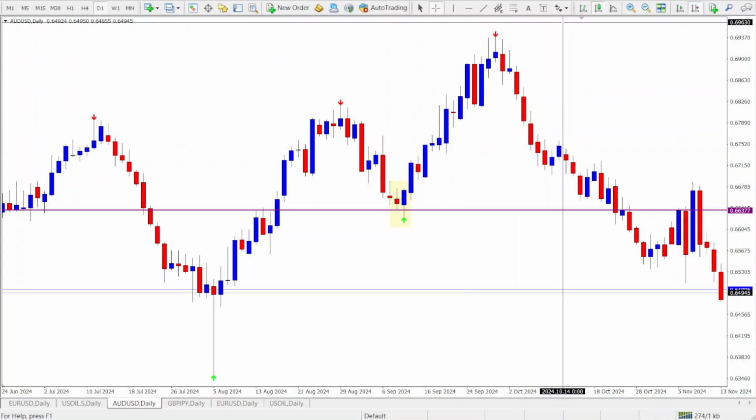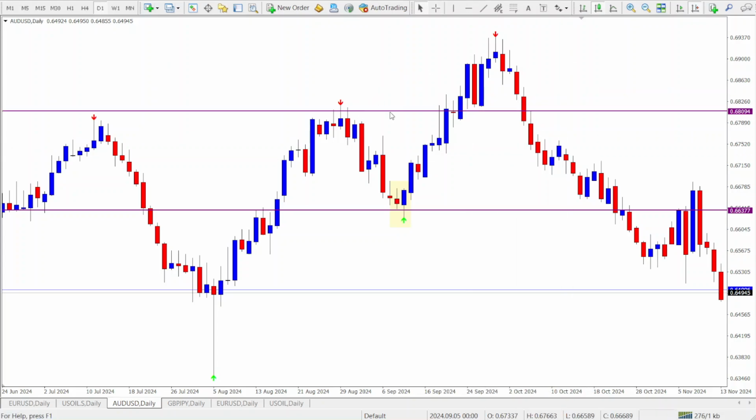And for your take profit, you can decide to use the nearest resistance zone, or you can wait for a red arrow to appear. The red arrow is your sell signal, so you can use your sell signal to exit your buy trade. All right, but make sure that you have a good risk to reward ratio.